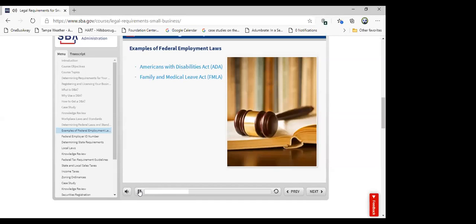FMLA entitles eligible employees of covered employers to take unpaid, job-protected leave for specified family and medical reasons, with continuation of group health insurance coverage under the same terms and conditions as if the employee had not taken leave.